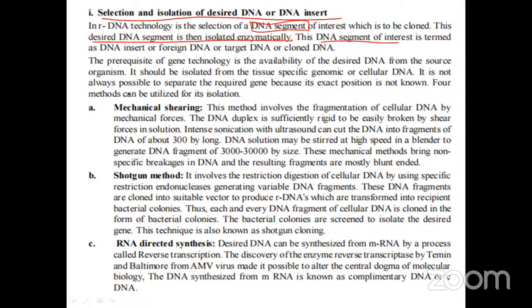Now let's see the methods of separation and isolation of the desired DNA. First one, mechanical shearing. Second one, shotgun method. Third one, RNA directed synthesis. First, let's see mechanical shearing. This method involves fragmentation of cellular DNA, that means breaking it into a number of pieces, by mechanical force. Due to the mechanical force, the cell breaks, and not only the cell, the cellular DNA also breaks into a number of pieces.